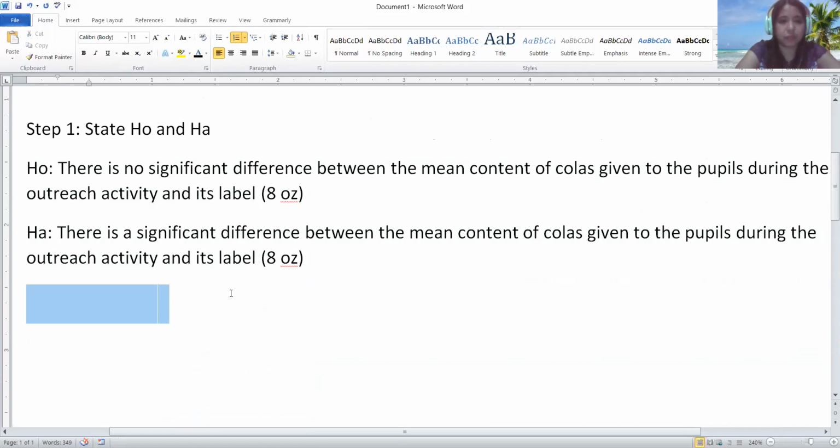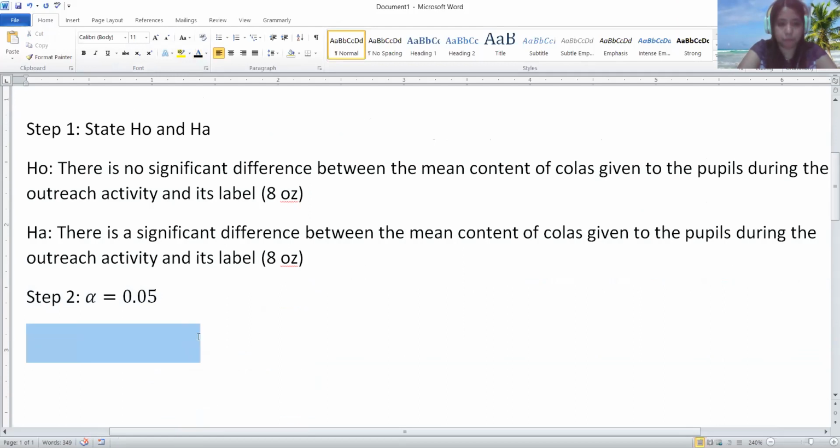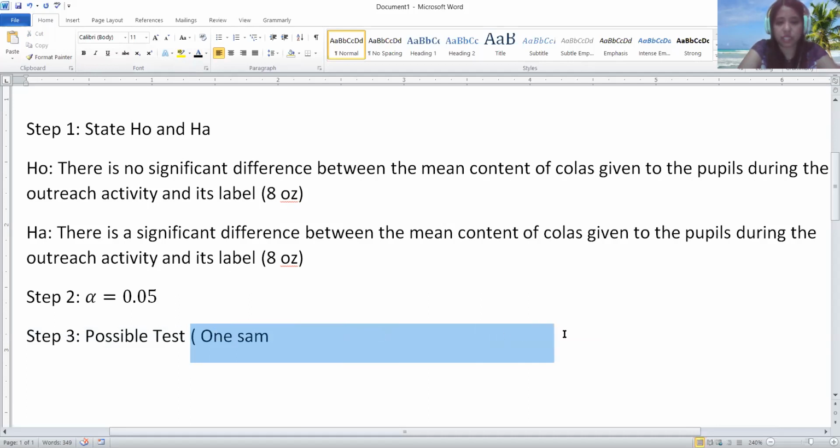So for step 2, we will state the level of significance. In the case of this example, let's set it to 0.05 or 5%. So what is step 3? Step 3 is to determine now what is the possible test for this problem.